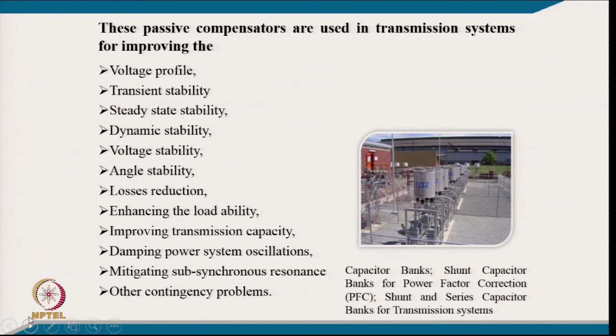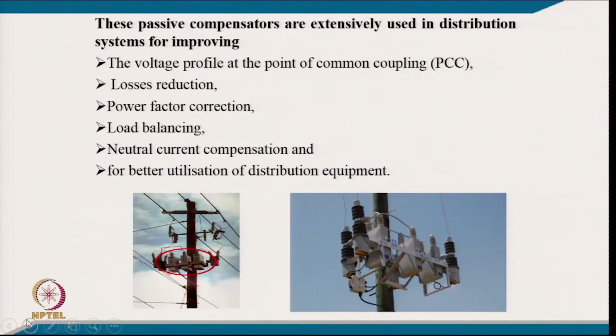And you can clearly see in this photograph the capacitor banks of very large rating: a shunt compensator bank for power factor correction, and series and shunt compensator banks for the transmission system, providing compensation of the transmission line at the substation and in series with the line. The passive compensators are extensively used in distribution systems for improving the voltage profile at the point of common coupling, and of course for loss reduction, power factor correction, load balancing, neutral current compensation, and better utilization of distribution equipment.